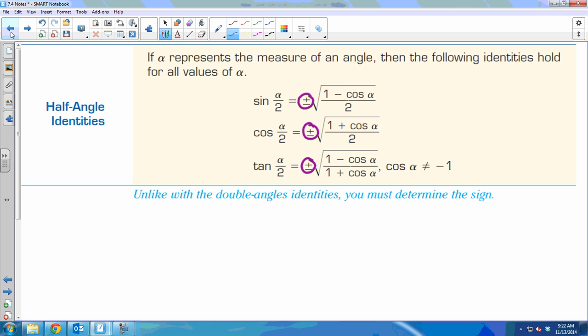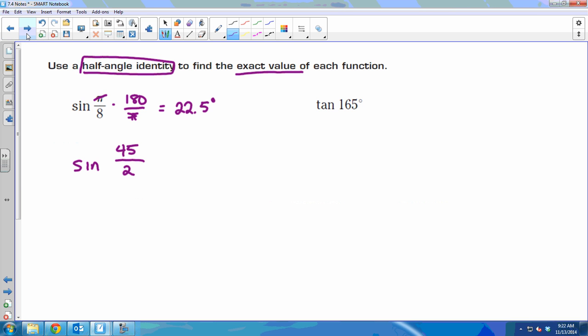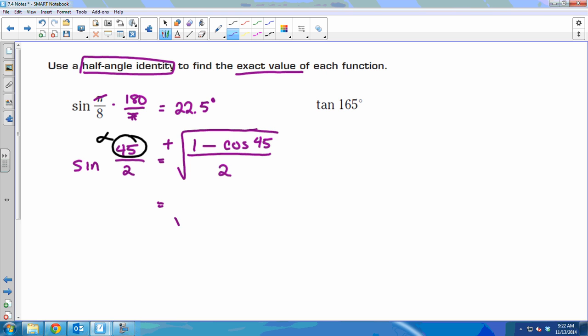So I have the square root of 1 minus cosine alpha divided by 2. So that's what I'm going to use. Again, now 45 is the alpha, not 22.5. So I have the square root of 1 minus cosine of 45 divided by 2. We already decided it was going to be positive. Everyone good so far? Okay. So we know what the cosine of 45 is. It's on the unit circle. So what's the cosine of 45? Excellent.